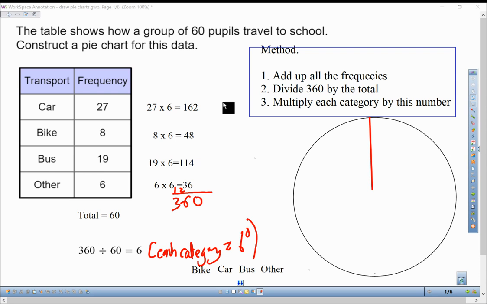And we look for our first angle, which is 162. We get our pen. We find 162. There's 160, 162. So about there. We put a little point in. And then we've got to draw our line from the center out to our point. There we are, 162. And that is for the car. So we drag our label over to here. Now we do the next one.